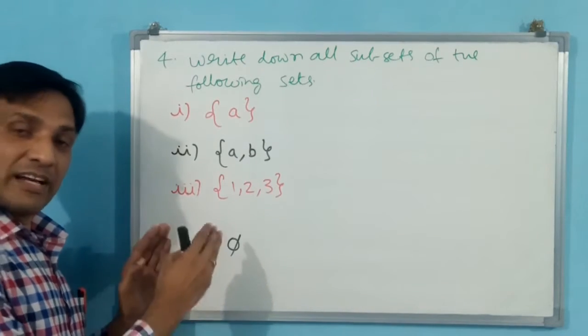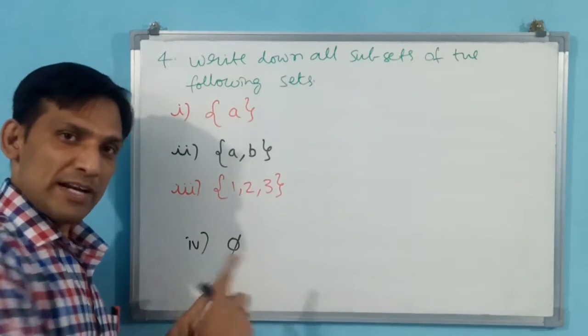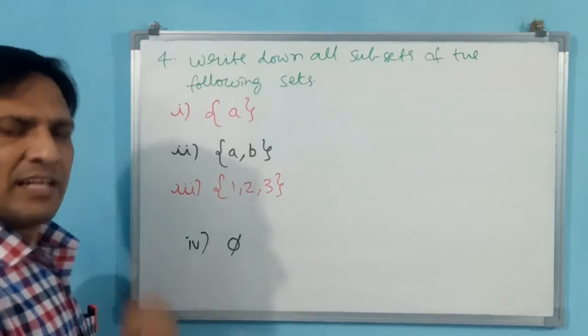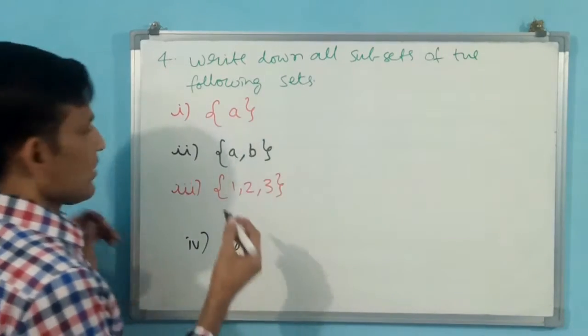Not one element here. Empty set means 0 elements, 2 power 0, which is 1. One subset is going to come here. Okay, let us see one by one, then you are going to understand the concept also. Okay, now see.